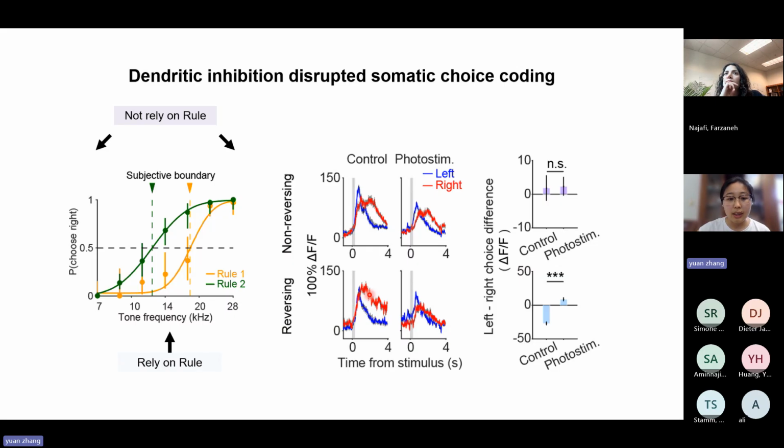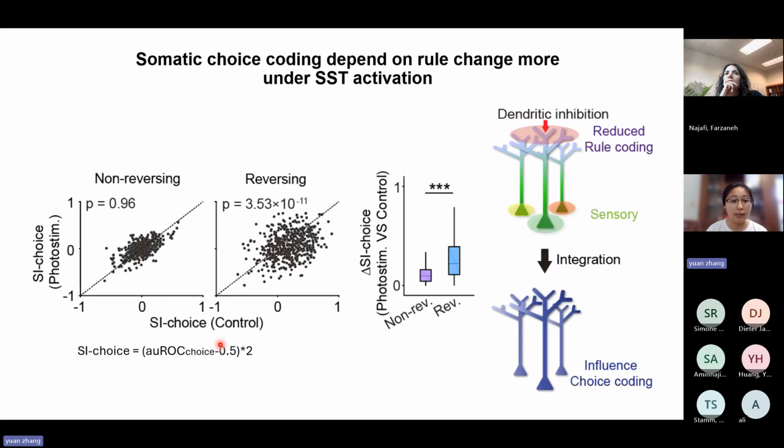But for reversing trials in the control condition, for the right choice the activity is higher than left, but under photostimulation, the choice preference changed from right to left. So it means when the rule information is changed, the somatic choice output may also change. So this is an example neuron, and here we have all the neurons.